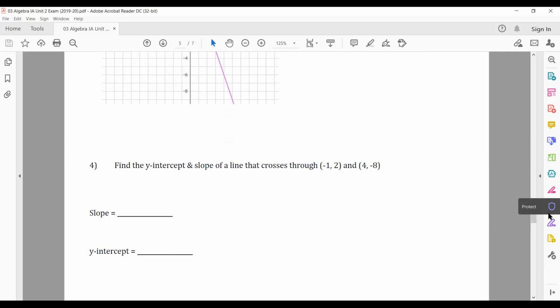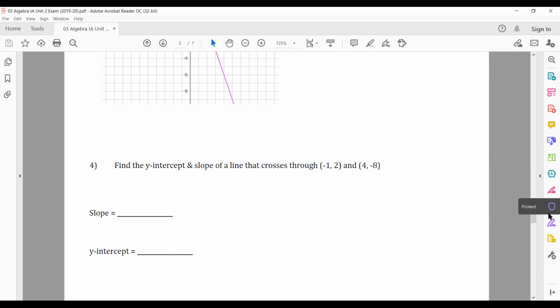So what would you do on this next problem? Find the y-intercept and slope of a line that crosses through those 2 points. What would you do? y1 minus y2 over x1 minus... I would probably do y2 minus y1 over x2 minus x1. You said it backwards. It's the exact same thing I said, but I just said it backwards. Yeah, that'll give you the slope, and then what?